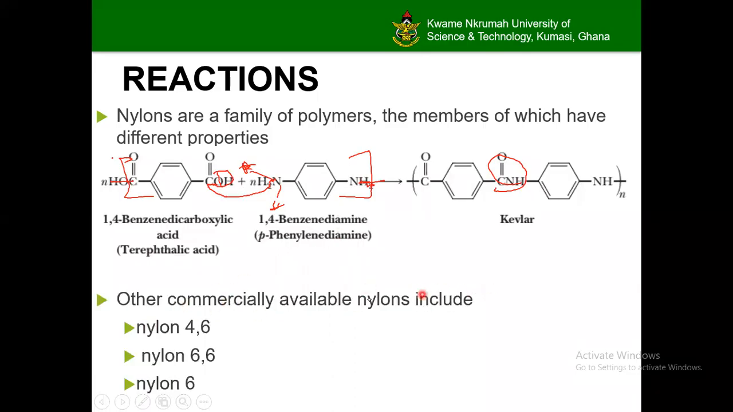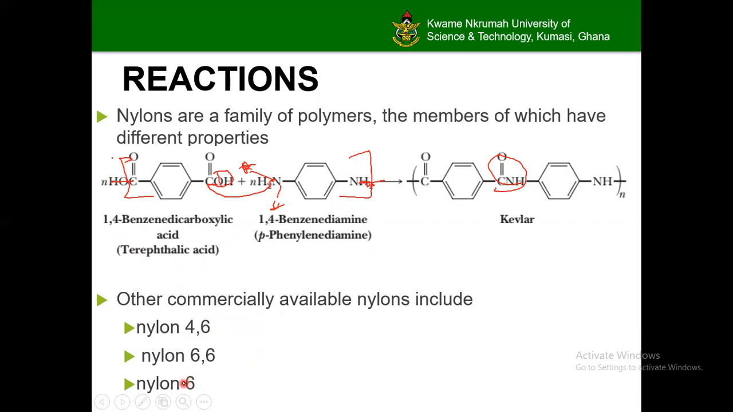Good. So another commercially available one. Now, when you see nylon 4,6, the first number shows the number of carbons in the amine. The second number shows the number of carbons in the dicarboxylic acid. So this one will mean that we have 1,4-butane diamine, right? Butane, 4 carbons. Then this one will show that we have hexane dioic acid. That's 1,6-hexane dioic acid. Very simple.